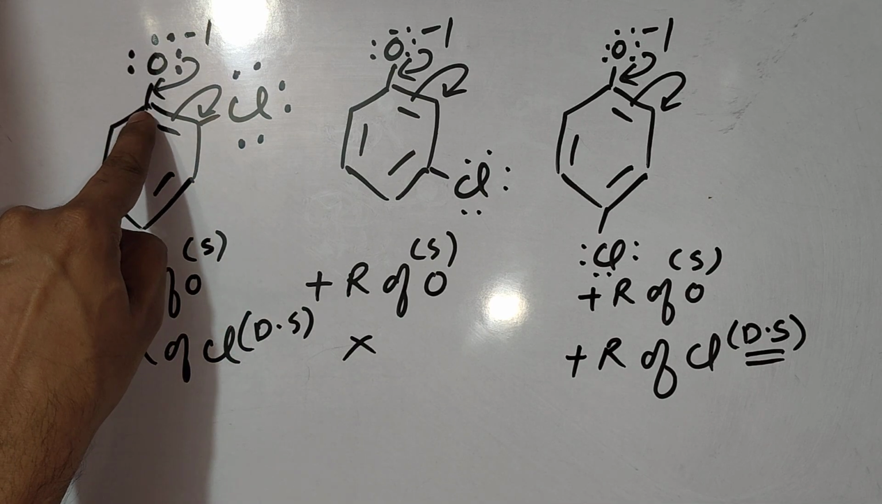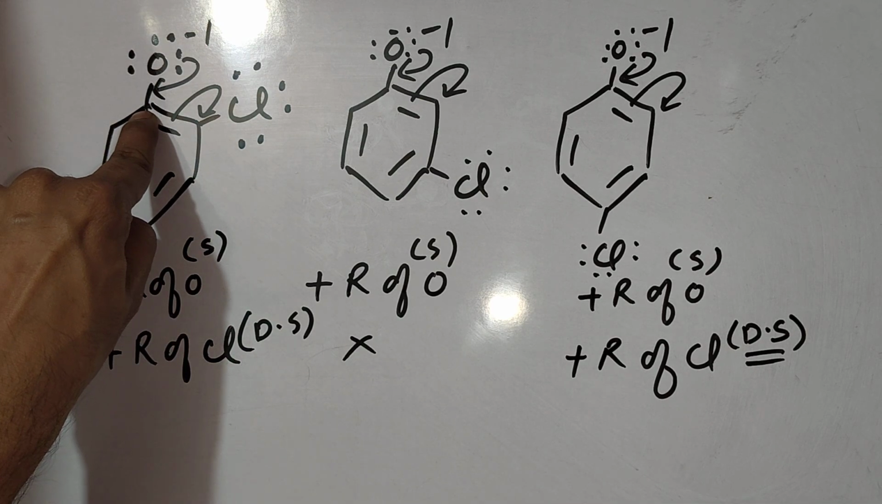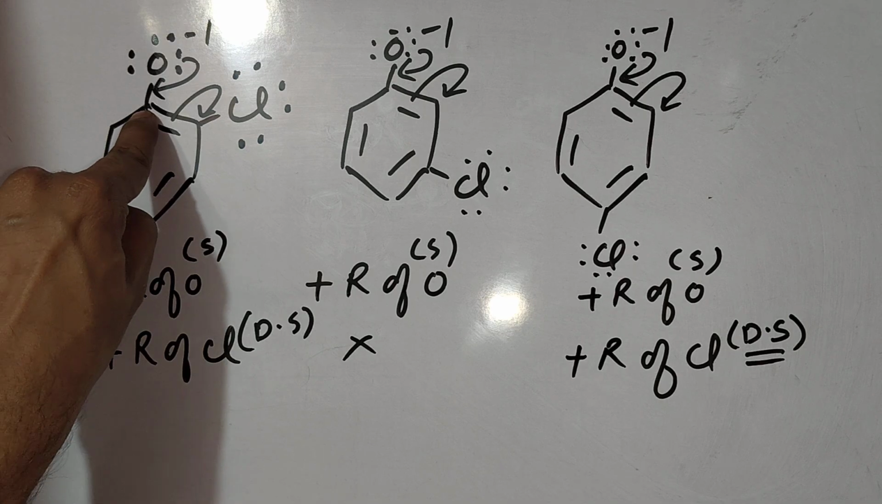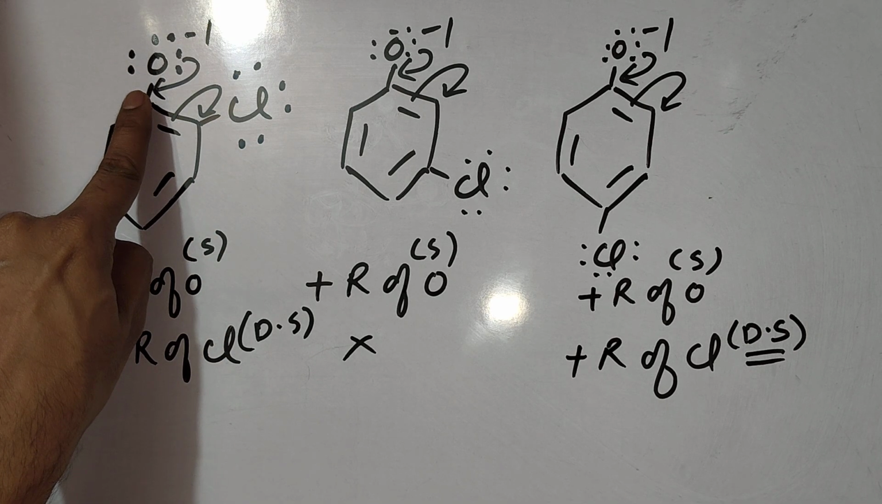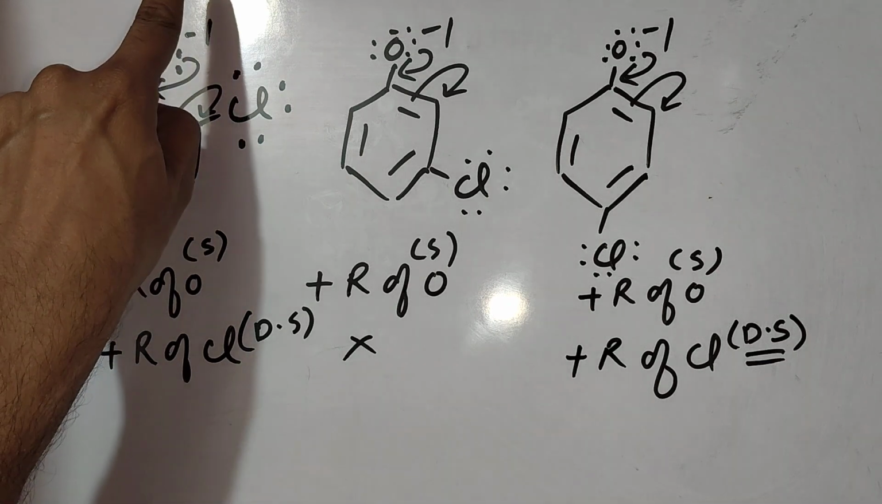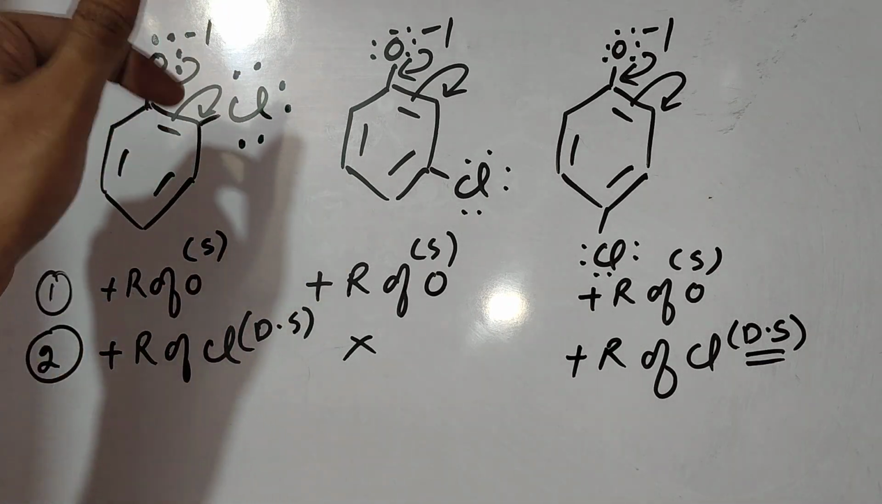Because when electrons will come on this carbon due to resonance of substituent, those electrons will repel electrons present between carbon and oxygen, due to which these electrons will move toward oxygen, which will increase the negative charge. And if negative charge is increasing, oxygen will become destable.